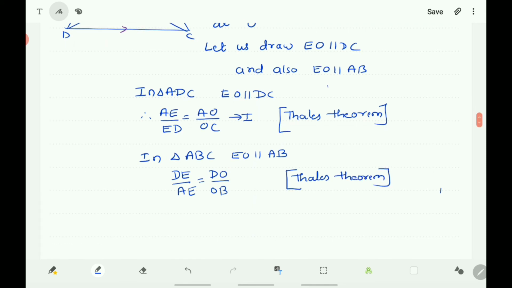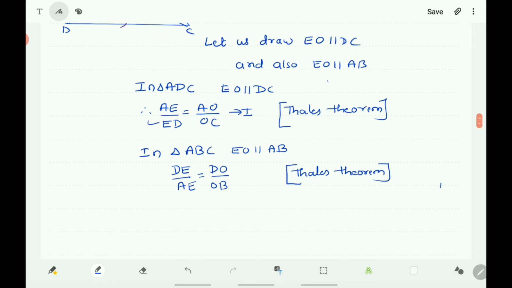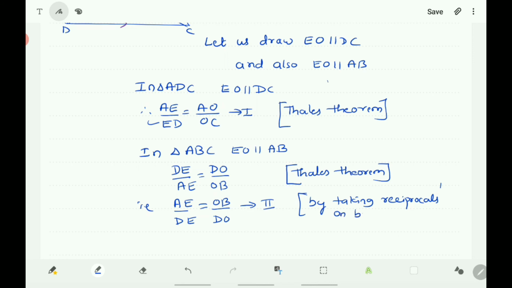Now to have this ratio, you change the numerator and denominator, that is, write the reciprocals on both sides. That becomes AE by DE is equal to OB by DO. Consider this as second. Here what you have done is taken reciprocals on both sides.